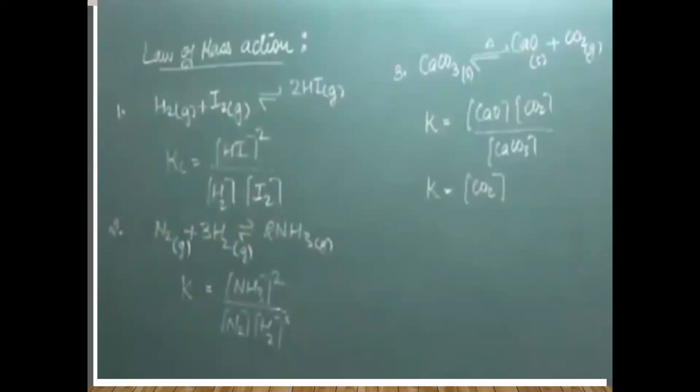Or we can say that the rate of chemical reaction at any particular temperature is proportional to the product of the molar concentration of reactants, with each concentration term raised to the power equal to the number of molecules of the respective reactants taking part in the reaction. This we have already done. Now we have done certain questions also.